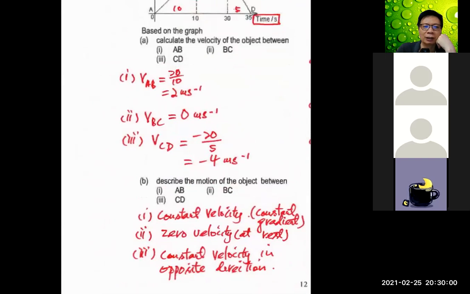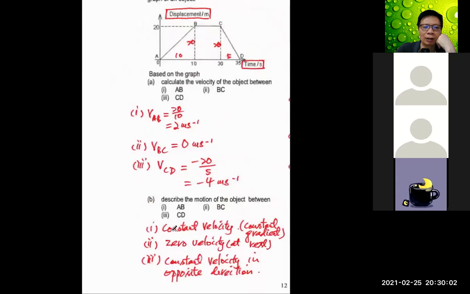Describe the motion. Okay, for AP, you say constant velocity. Why is it constant velocity, right? Because the gradient is constant. You see the gradient never changes, from here the gradient is all the same. When the gradient is constant, it means velocity is constant, because velocity is equal to the gradient, correct or not? A straight line like this, the gradient only has one answer, a fixed gradient, right? So fixed velocity, so constant velocity.